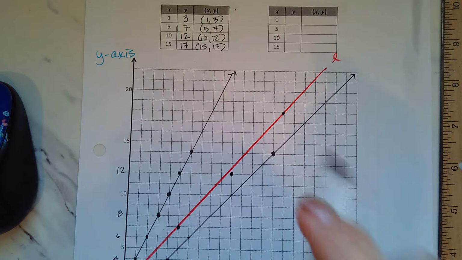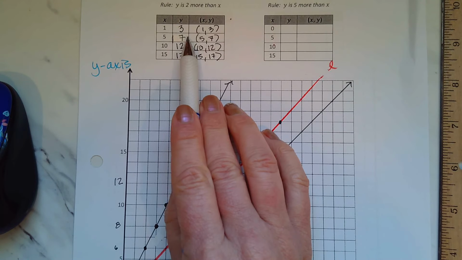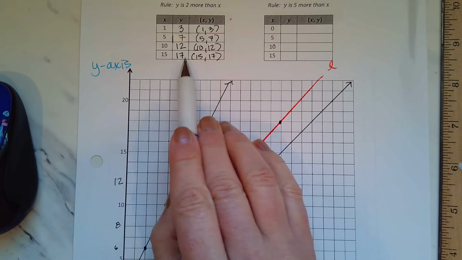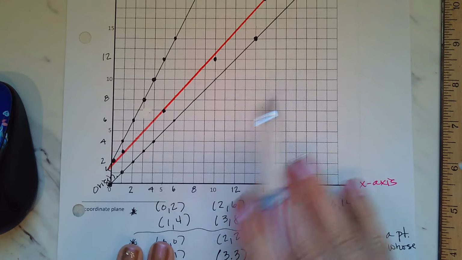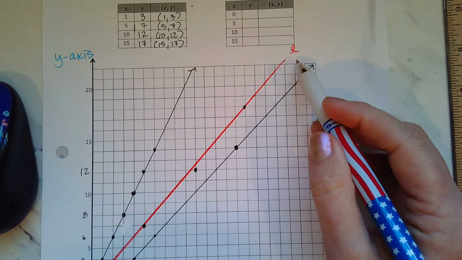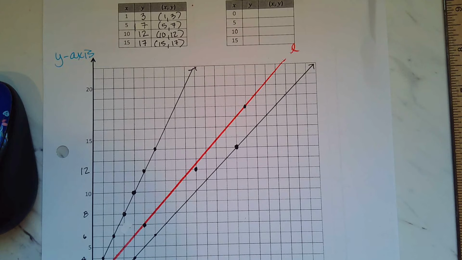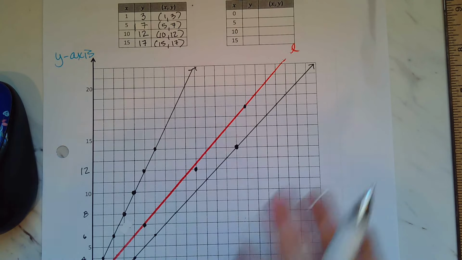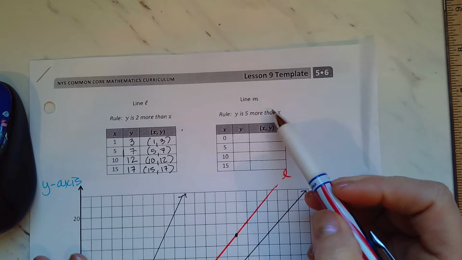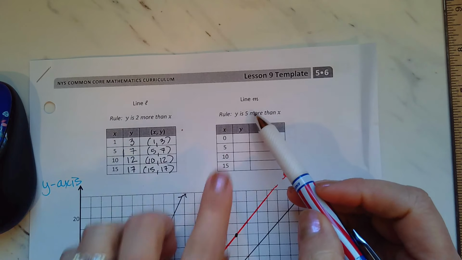All right, so did you end up with 1, 3, 5, 7, 10, 12, 15, 17? I plotted my points and I drew my line and I labeled it line L. All right. How did you do on that? Give yourself a pat on the back if you did well. Now, I want you to repeat the sequence that we just did for line M.